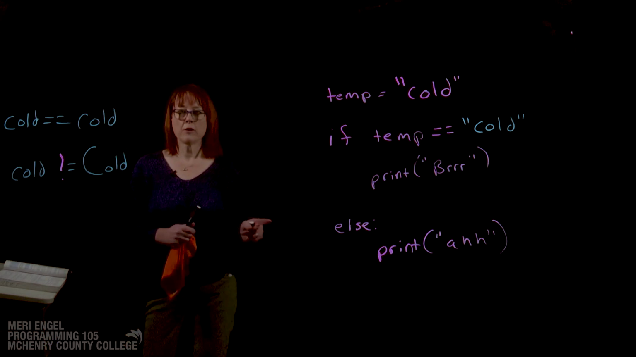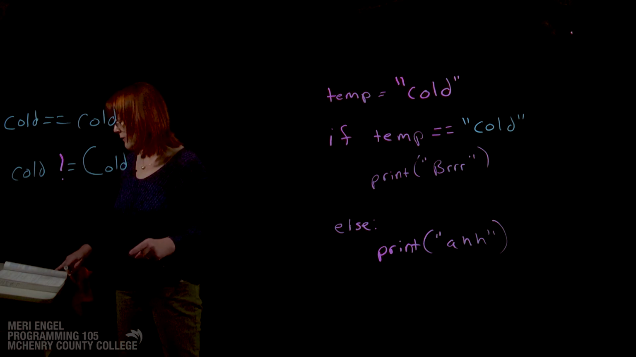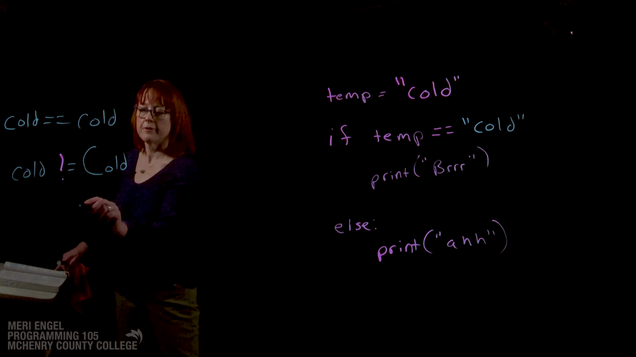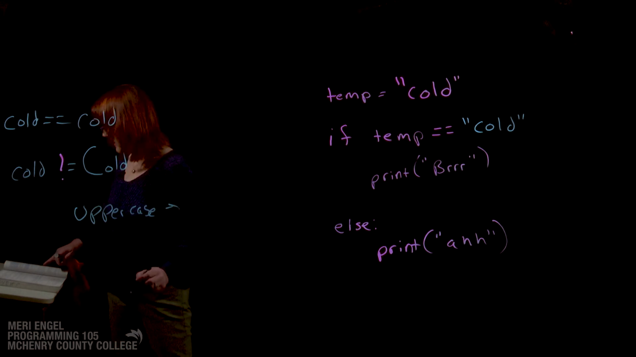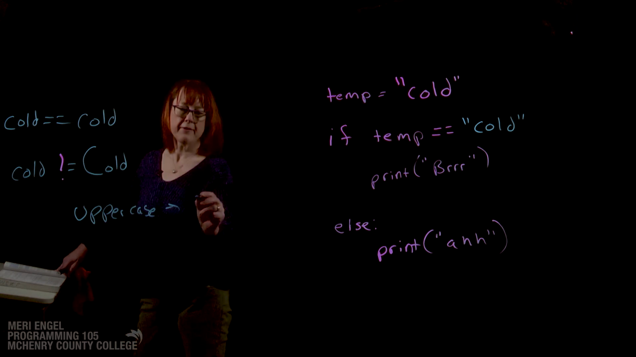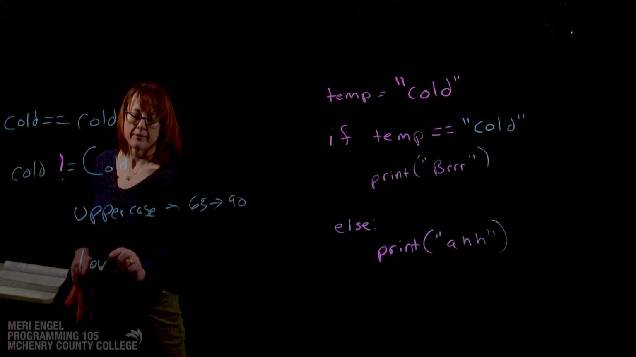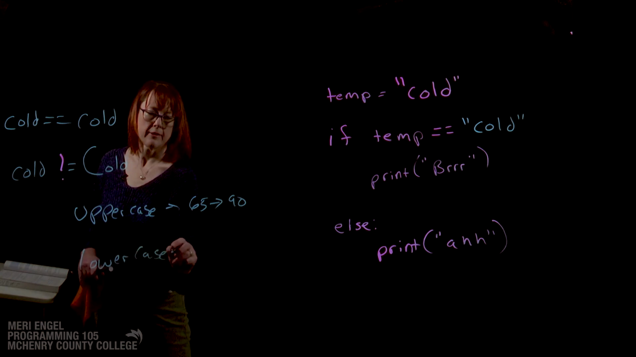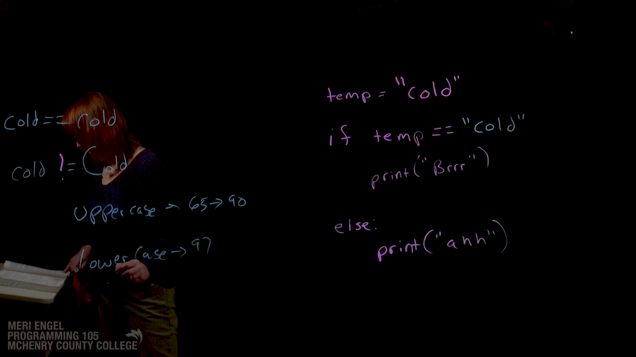So when we are doing comparisons, just for your reference, uppercase characters are actually represented by numbers. The range is from 65 through 90. And for lowercase characters, they're represented by the numbers 97 through 122.